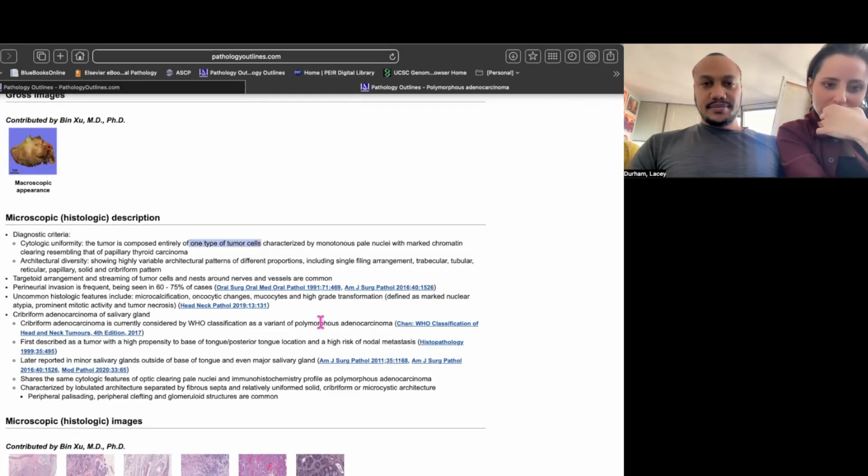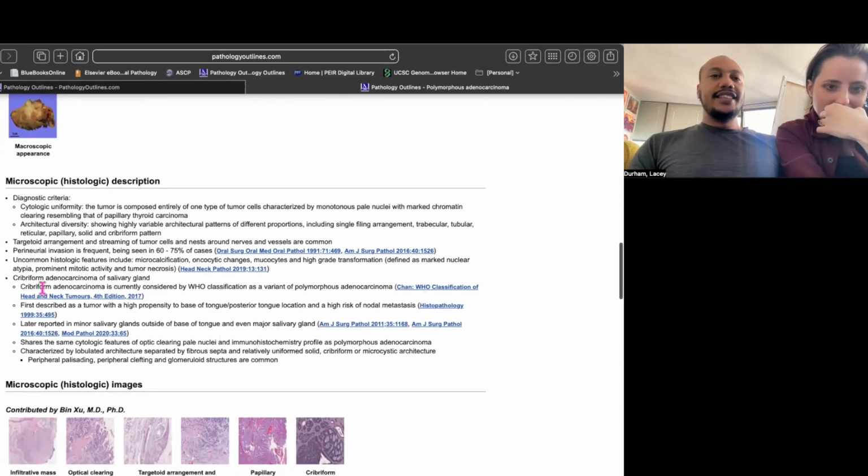Polymorphous adenocarcinoma. Oh, that's interesting. And then they had this entity, cribriform adenocarcinoma, but it says here it's currently considered by the WHO classification as a variant of polymorphous adenocarcinoma. And I think you had that in your chart. Can we look at a picture real quick, and then we'll go back to it?